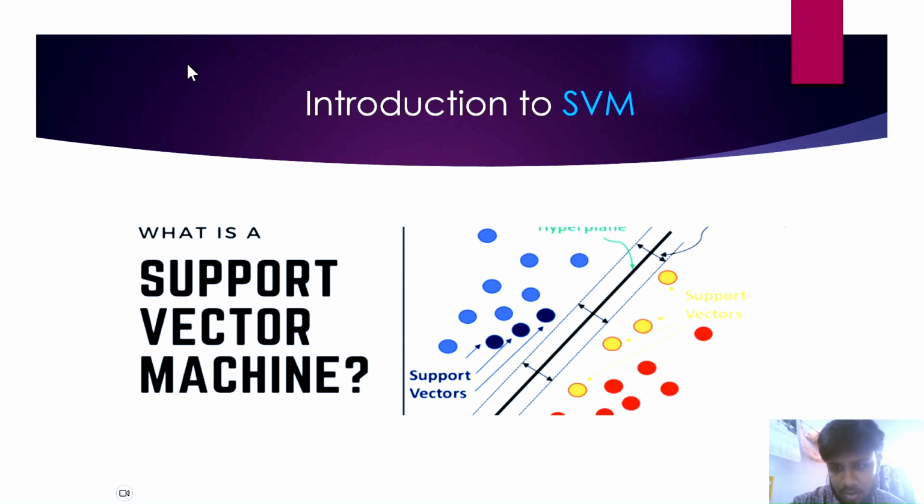The support vectors are the critical data points closest to the hyperplane, which help define the boundary. And margin maximization is the key idea of SVM. If data is not linearly separable, SVM uses a kernel trick to map data into higher dimensions.